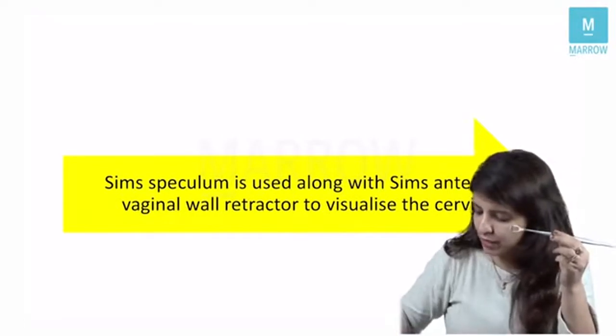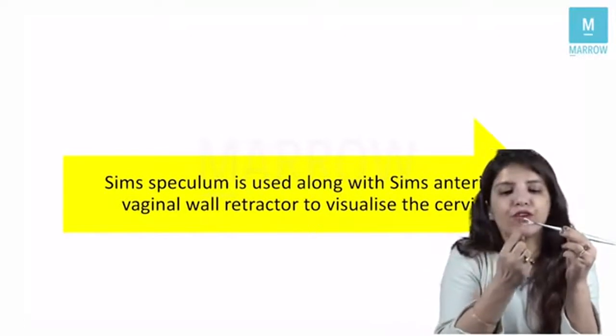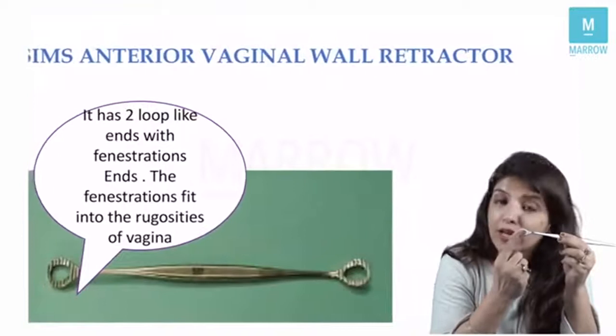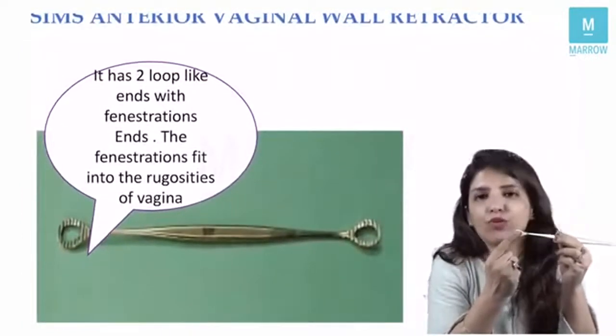So, let me open an image also. So, there are serrations or fenestrations which are present in the loop-like end. Why are these fenestrations present? So that they can fit into the rugosities of the vagina.